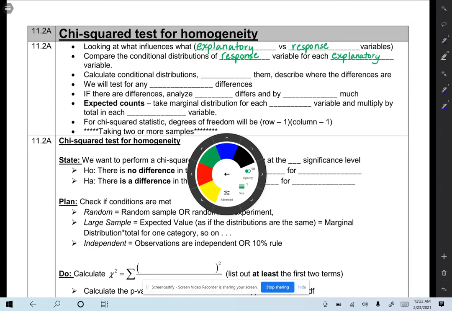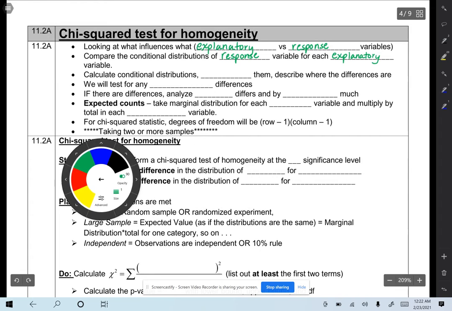So you calculate conditional distributions. So breakdown for females and breakdown for males. You graph them. You describe where the differences are. We will test for any overall differences. If there are differences, we analyze what differs and by how much. So this is our follow-up.